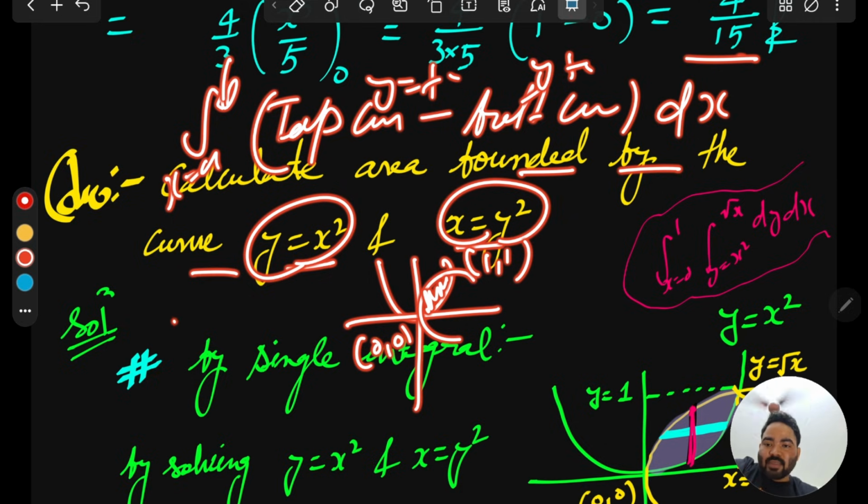And in our case, x is moving 0 to 1. You can clearly notice x is moving 0 to 1. And if x limit is constant, then just put the vertical strip. And if you are putting the vertical strip, then upper curve is what?